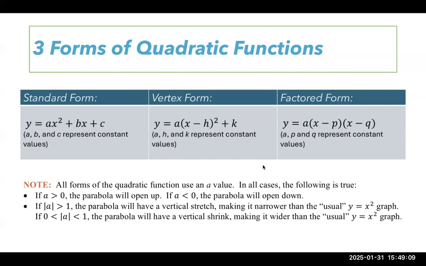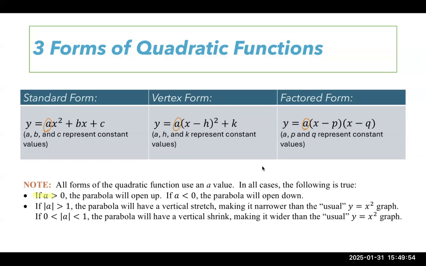One thing to make note of before we get started is that you'll notice in all of our forms, we have an a value. We have the a here in front of the x squared in standard form. We have the a here in front of the parentheses that are squared in the vertex form. And we have the a here in front of the first parentheses of the factored form. In all three cases, that a can tell us some things about the characteristics of the graph we're going to be graphing.